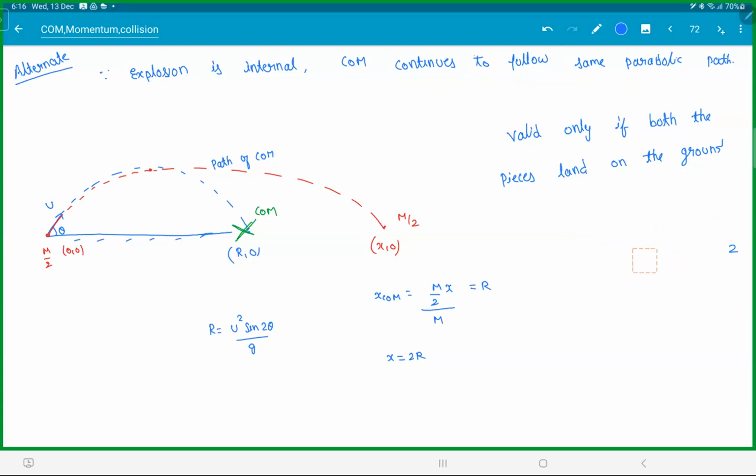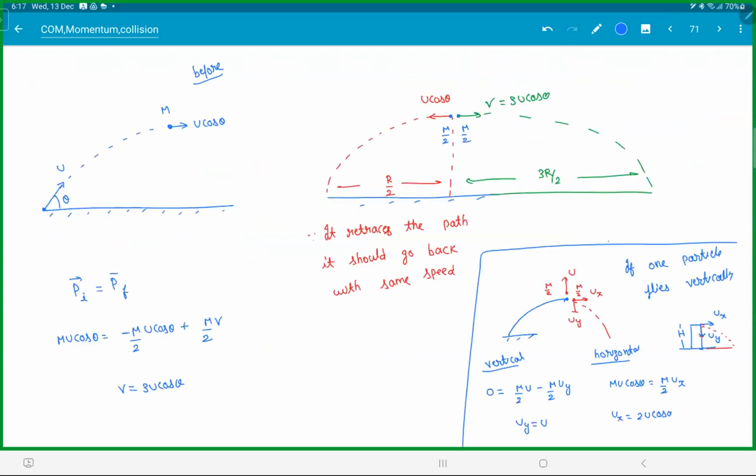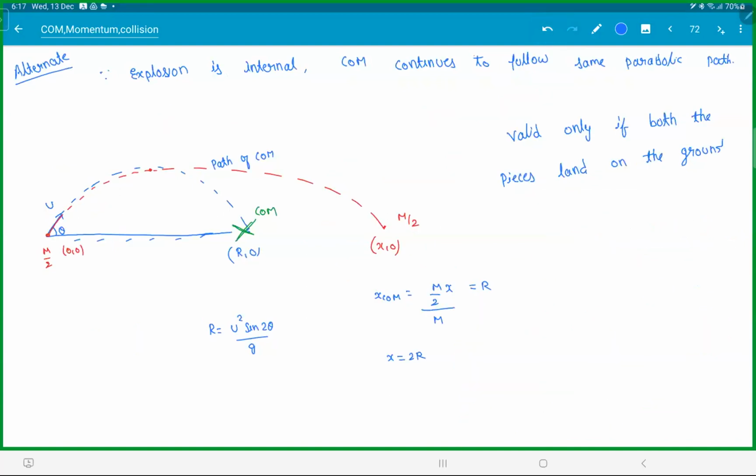So the most important thing, if you want to use this method, you have to make sure both the particles are landing on the ground at the same time. If anything like this happens, the alternate method will fail. Valid only if both the pieces land on the ground at the same time. So basically, when the y component of the velocity changes, we can't use this method. Or you can also say both should have the same vertical components. As long as they have the same time of flight, I don't have a problem.